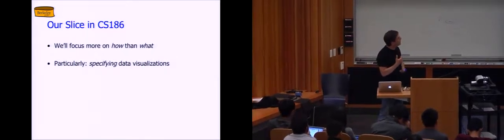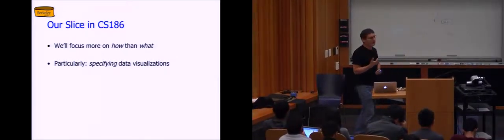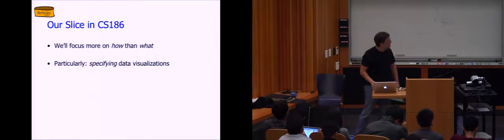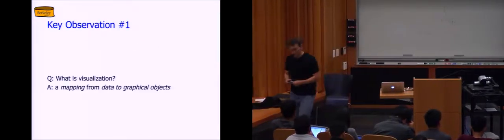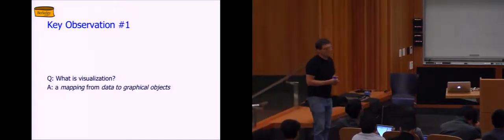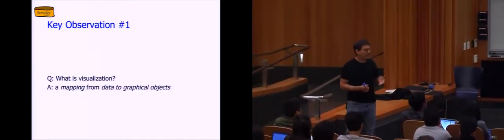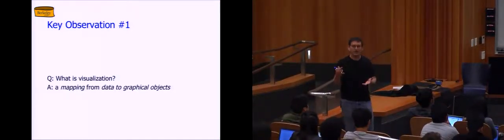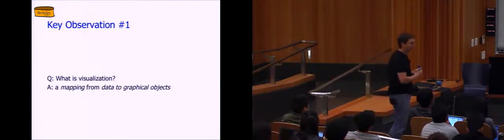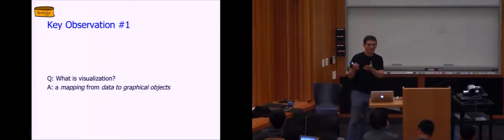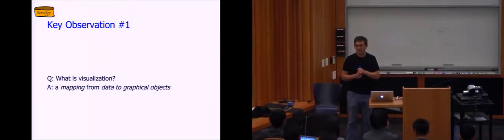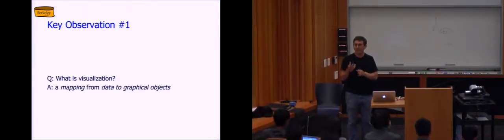We're going to worry about how you build these things, and particularly how to elegantly specify data visualizations. So the key observation we'll start with: what is a data visualization? It's a mapping. It's a mapping from data values to graphical objects. When we're visualizing data, all we're really doing is transforming its values into values that we know how to render on a screen. So it's a mapping problem.